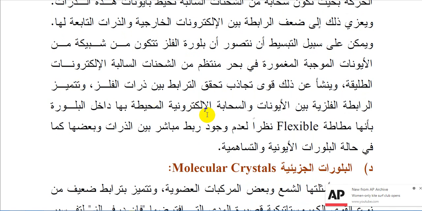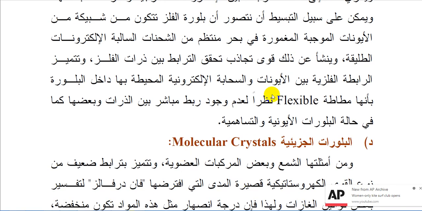And the metallic bond between the ions and the surrounding electronic cloud in the crystals is actually featured as flexible, due to the absence of direct binding between the atoms and each other, the way it happens in the case of ionic and covalent crystals.